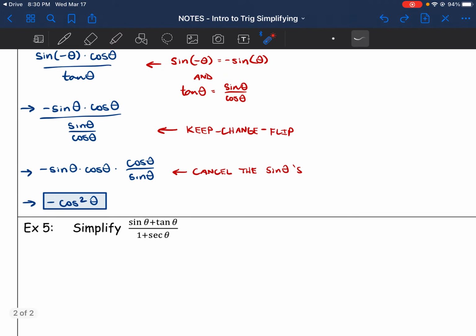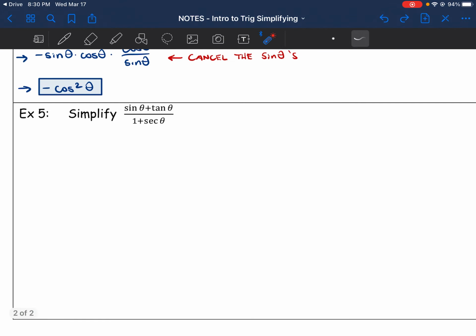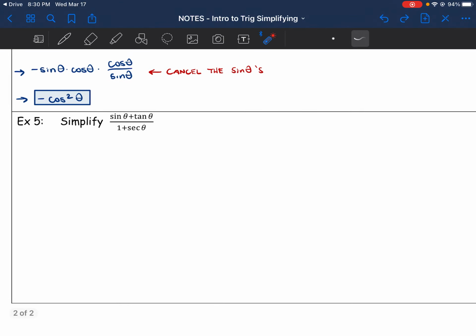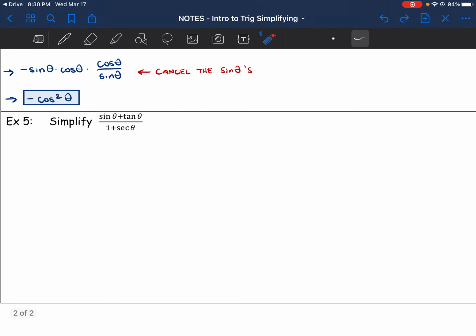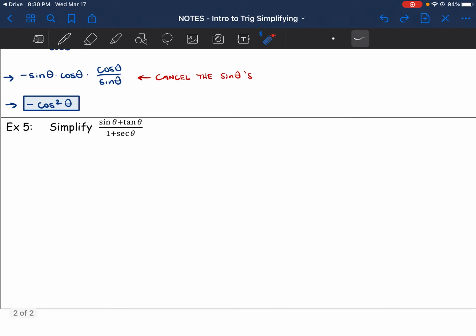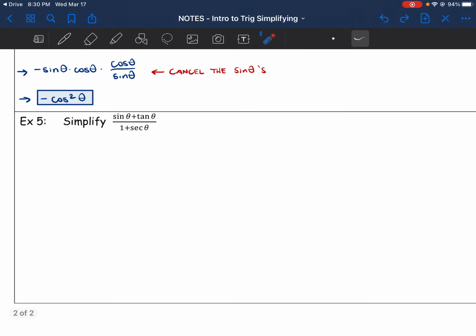All right, so for our last one, this is going to be our most challenging because of some of the algebraic skills involved. Now, I would encourage you to pause the video at this point and try this one on your own, and unpause it here once you've tried it. But let's go through the process here and see how this is going to play out.